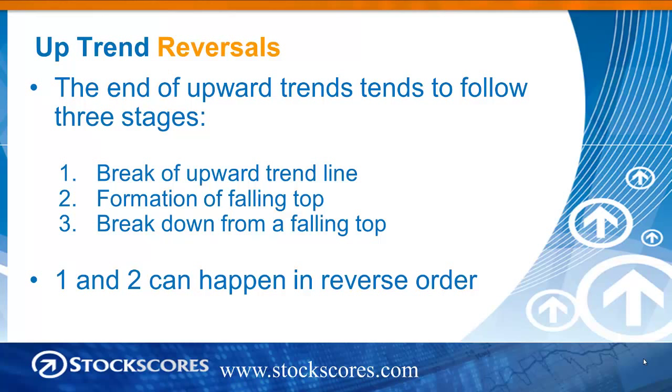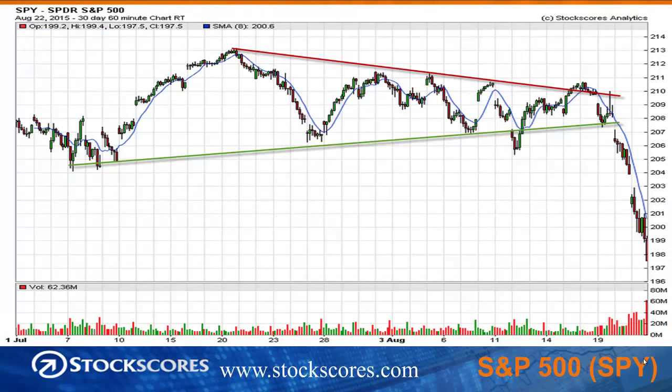Now we can actually see a falling top before the break of the upward trend line, but typically it comes after. And then finally, we have a breakdown from a falling top. So these three things tend to happen when a long-term upward trend is broken. And we'll get to a chart in a moment that shows that.